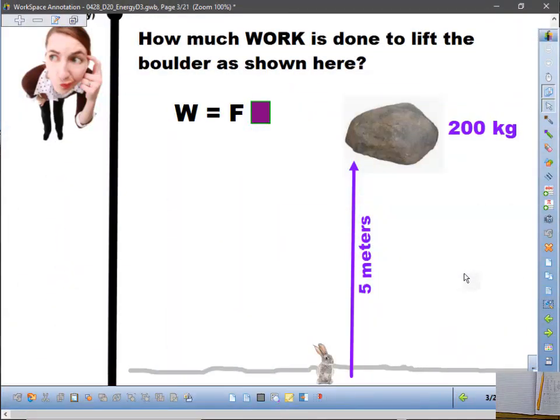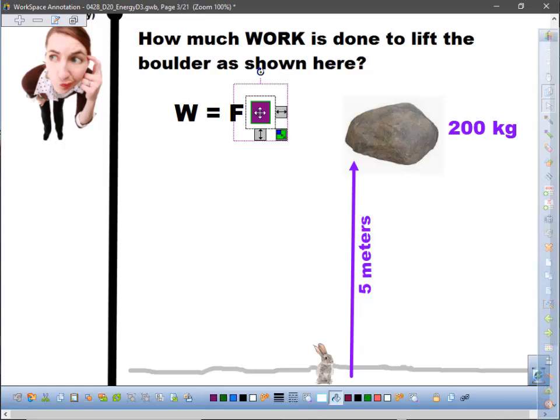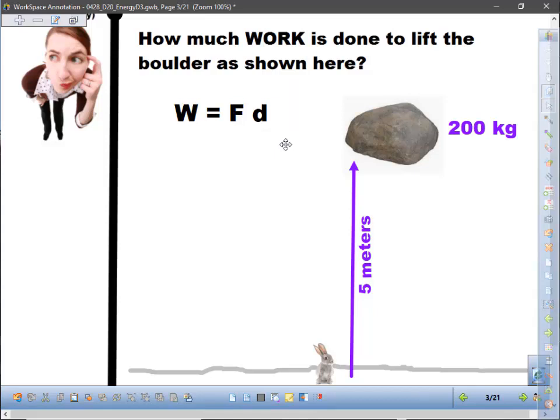So let's try an example like this. How much work is done to lift this boulder right here? So here's a boulder. It was on the ground. We lifted it 5 meters, and the boulder has a mass of 200 kilograms. Let's talk about the equation for work. Work equals force times what? Distance. It's force times distance.